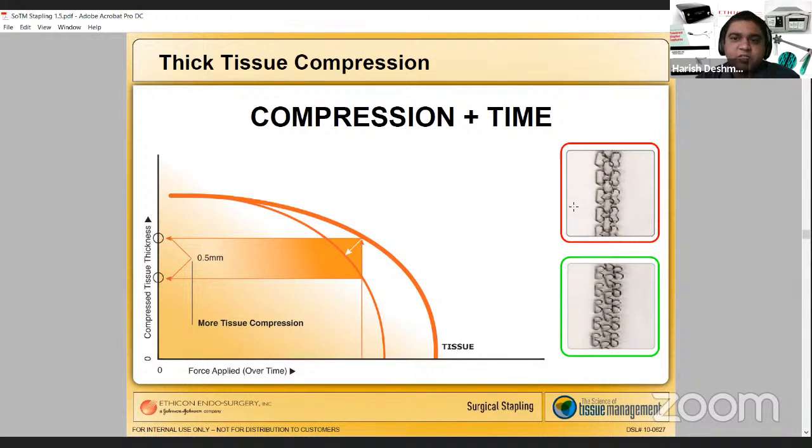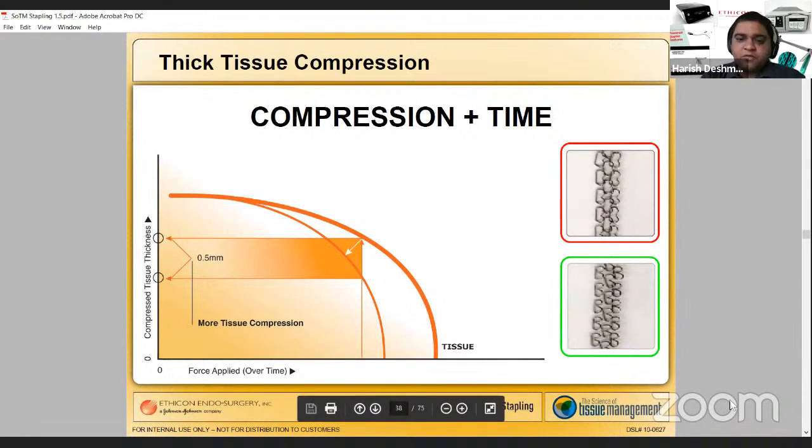If you see the red box here, it is without waiting after compression; you're just directly firing, not waiting for 15 seconds. The high possibility is that the staple line will not be proper. But in the green box, you have waited 15 seconds to allow the tissue to settle down. When you apply force, the liquid parts of the tissue move outside and it forms a compressed tissue. So the staple line formed here is much better compared to the pre-compression firing.